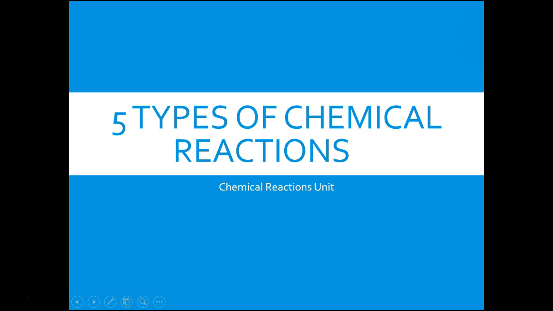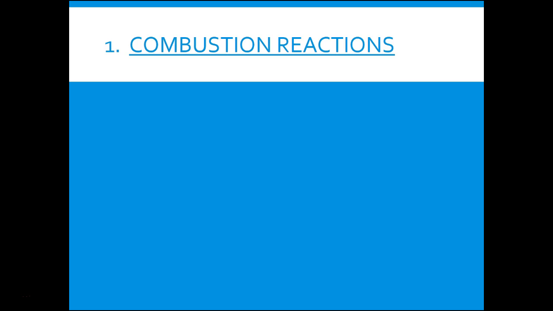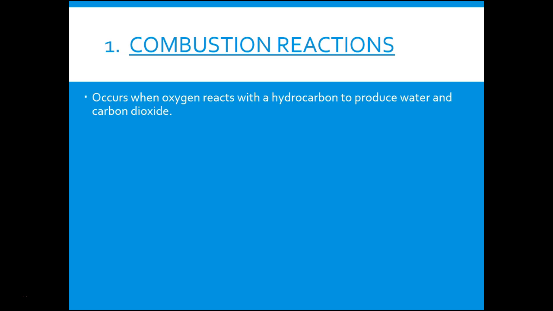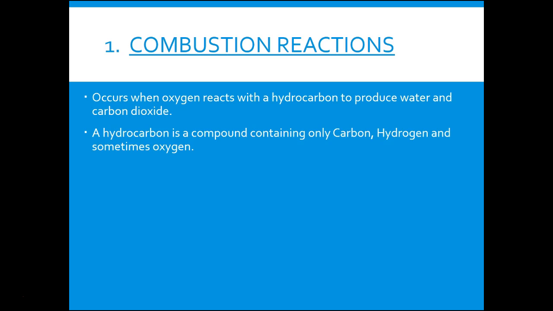Today we're going to be talking about the types of chemical reactions that we can have, and there are 5 general types that we're going to be talking about right now. The first type is combustion reactions. Combustion reactions occur when oxygen reacts with what we call a hydrocarbon, and it produces water and some carbon-oxygen containing compound. Hydrocarbons are compounds that contain carbon, hydrogen, and sometimes oxygen every once in a while.